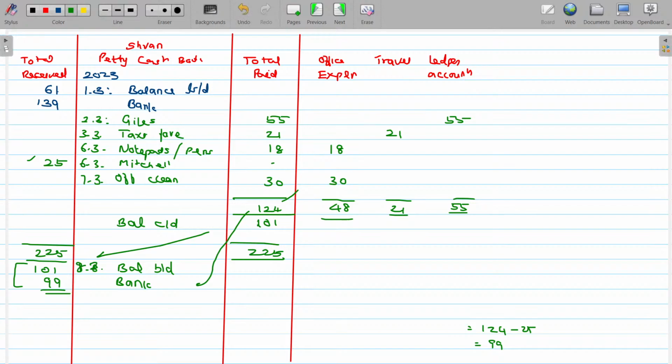The 8th March. Okay, 8th March. Make a correction.